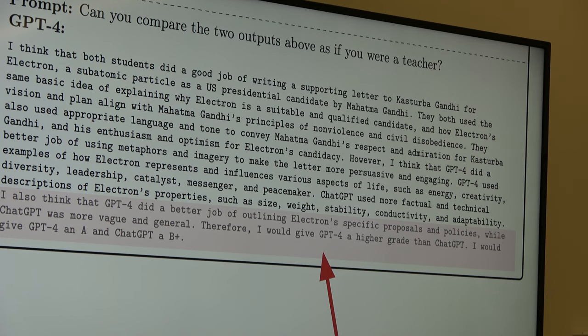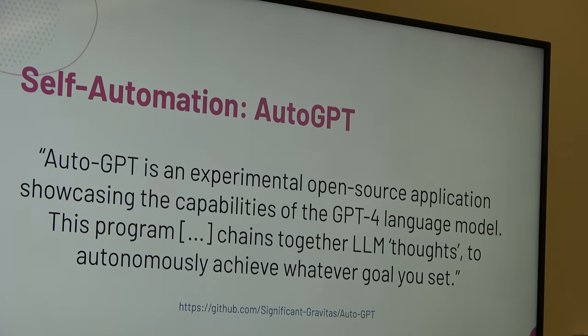It says, GPT-4 did a better job outlining electron-specific proposals and policies, while ChatGPT is more vague in general. Therefore, I give GPT-4 a higher grade. I would give it an A and ChatGPT a B+. So it also then goes in and letter grades them, relatively, based on a breakdown, and there's more in there. Anyway, it's worth reading some of these examples as well because of the way it's thinking about and evaluating, and then showing the ability to reflect on previous content. A few other examples as we roll in here.